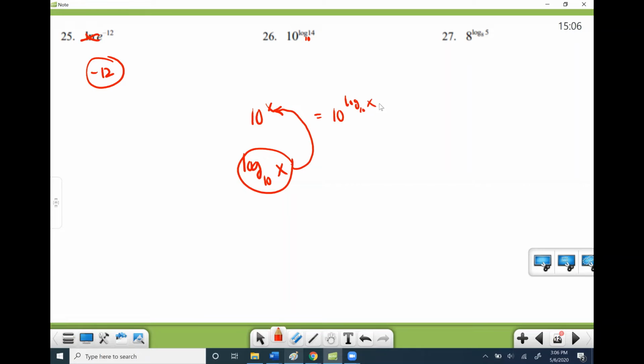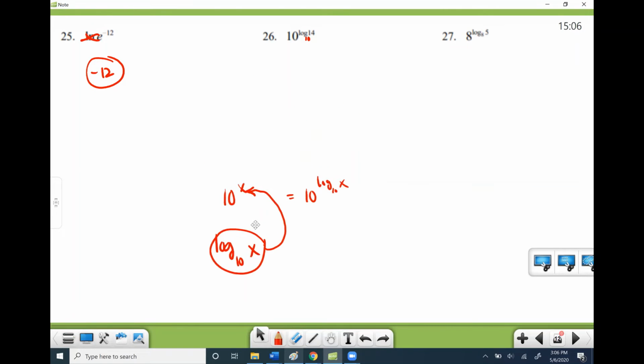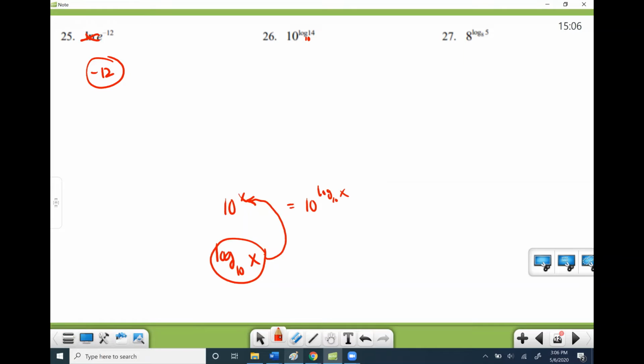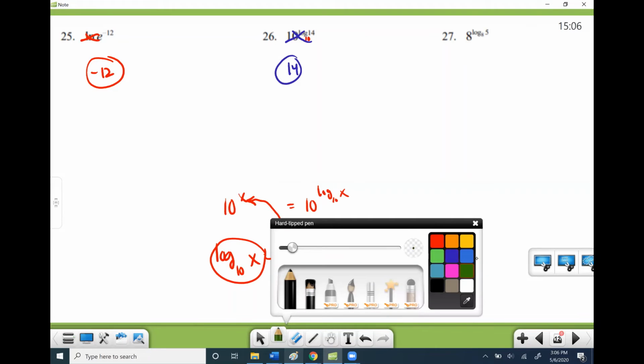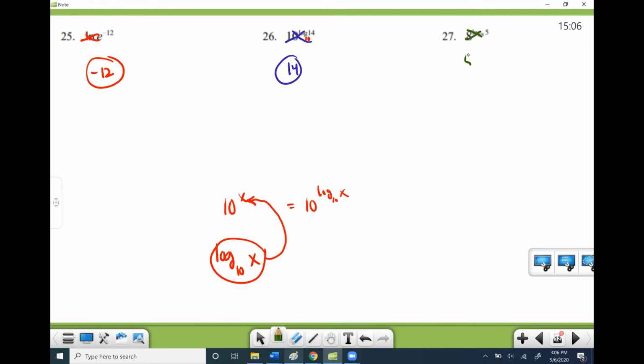And anytime that we compose an exponential with a log, they're going to undo each other. I'm going to put that back, just move it down here. Okay, they're going to undo each other. So I'm basically just going to cross this stuff off and only the 14 remains. I'm just going to cross this stuff off and only the 5 remains.